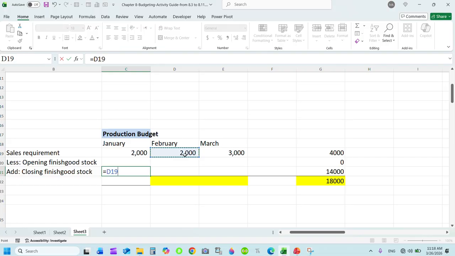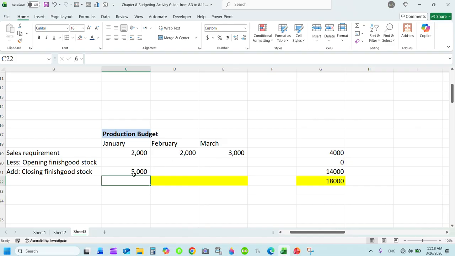This month, February month sales requirement, demand, and the March demand. So you need to produce this many units. So accordingly, you need to produce 2000 to meet the sales requirement. In addition, you need to produce 5000 to meet the closing stock. Accordingly, is it 7000 your production requirement or production budget?